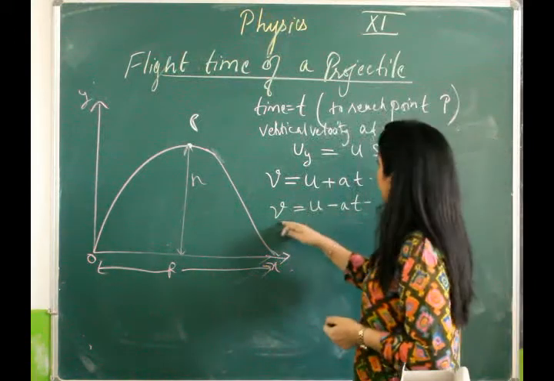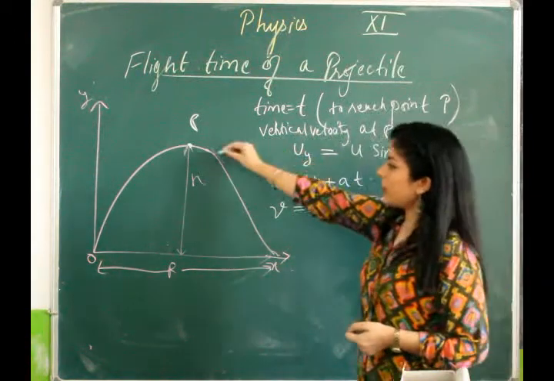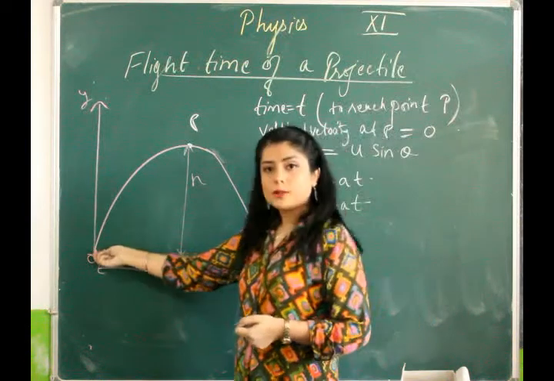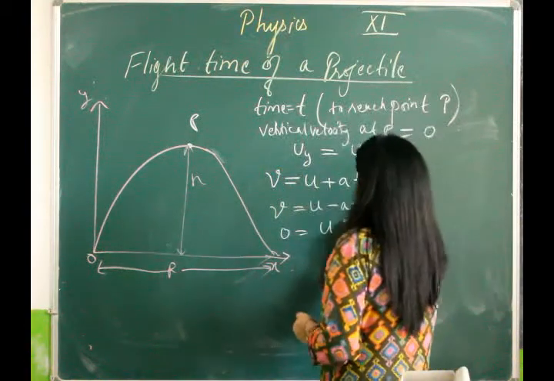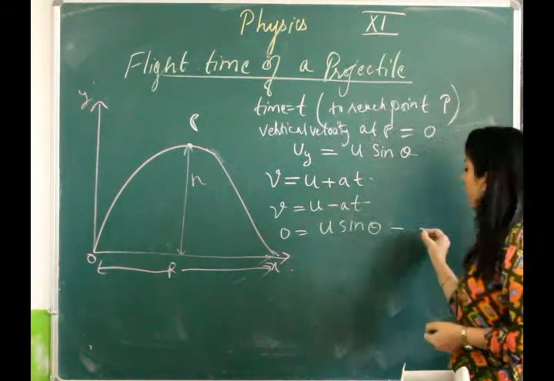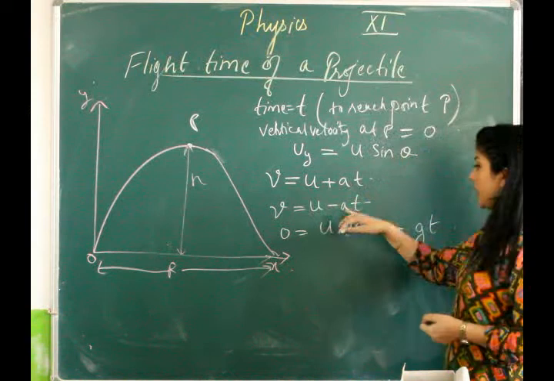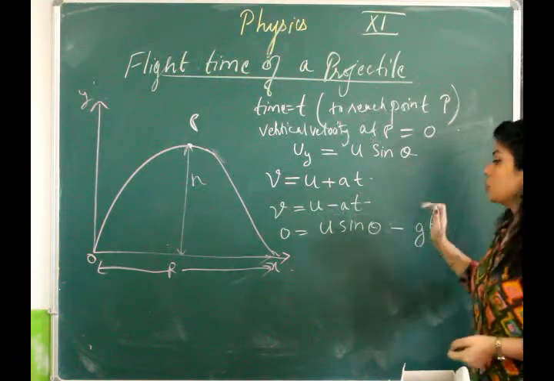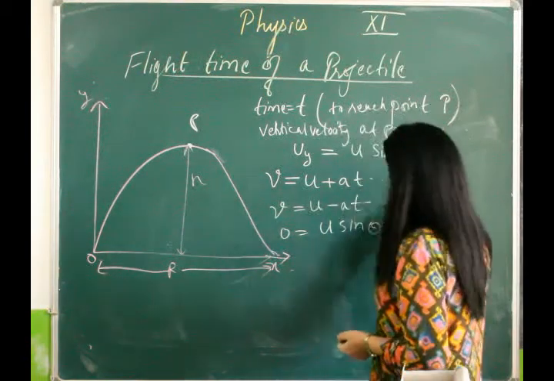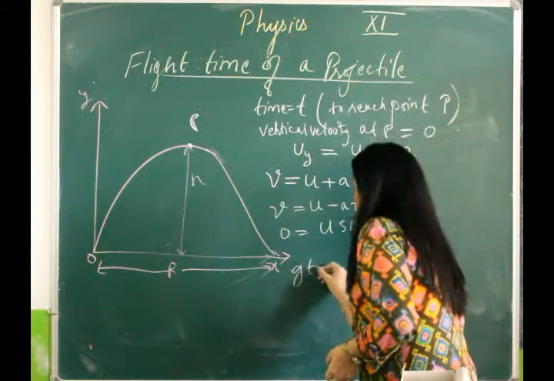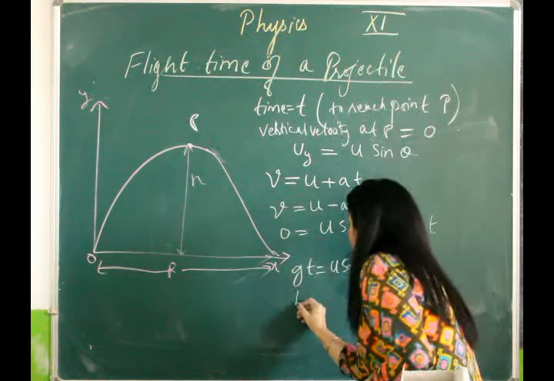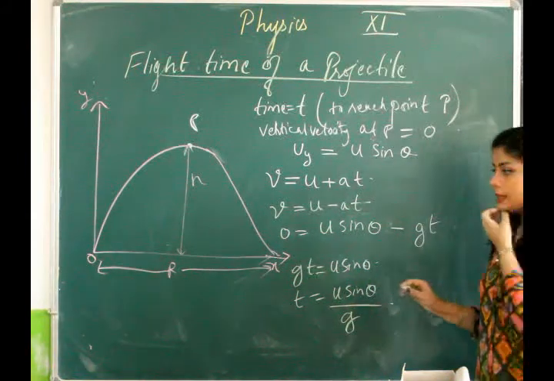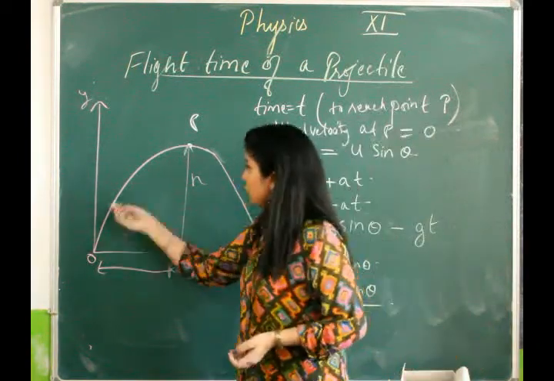Next, what was our v? The vertical velocity, that is the final velocity at this point, is 0. The initial velocity was u sin theta, minus, in place of a, I am writing g. It's the same, a and g, it is acceleration due to gravity. You can write either, but in the previous derivation I have written g, so we will continue with g. Now from here, we take this towards the left side. gt is equal to u sin theta, and t is equal to u sin theta by g. This is the time taken to reach from point O to point P.